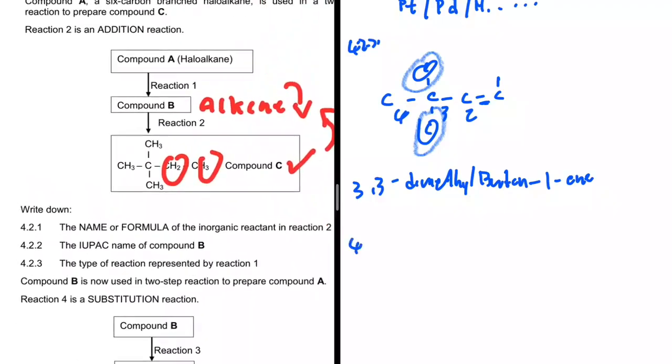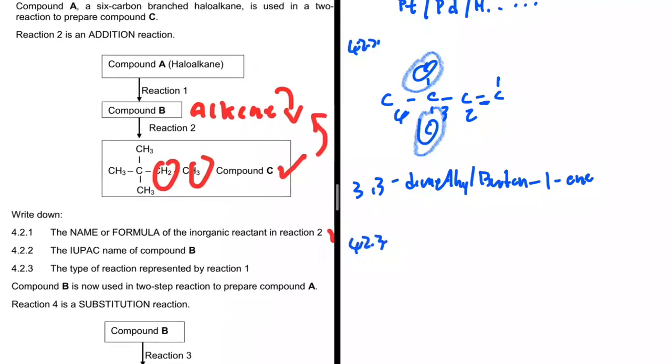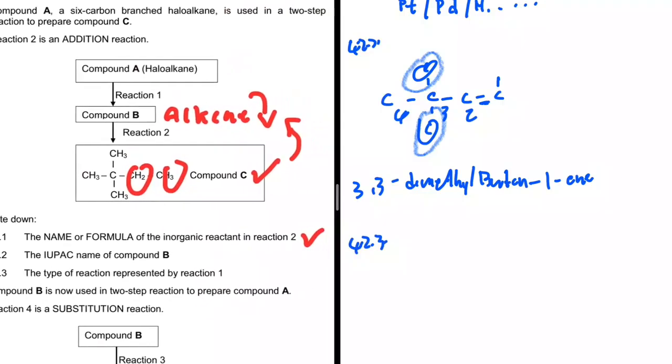4.2.2. And then what about 4.2.3? The type of reaction represented by reaction 1. In reaction 1, we have a haloalkane. Oh, well, in compound A, in reaction 1, we start with a haloalkane and we end up with an alkene.